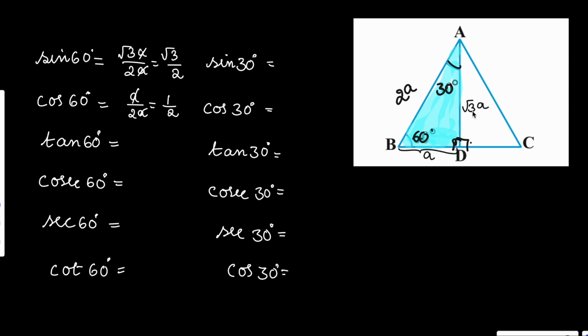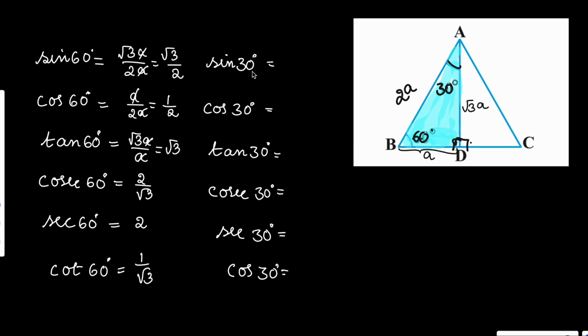Tan 60 is opposite by adjacent, that is root 3A by A, which is equal to root 3. Then cosecant 60 is the reciprocal of sine 60, that is 2 by root 3. Secant 60 is the reciprocal of cos 60, that is 2, and cot 60 is the reciprocal of tan 60, that is 1 by root 3.